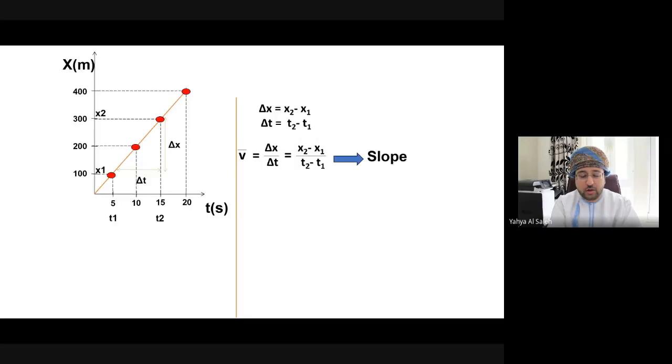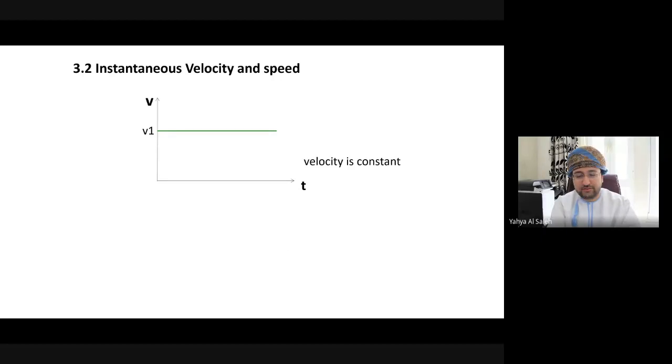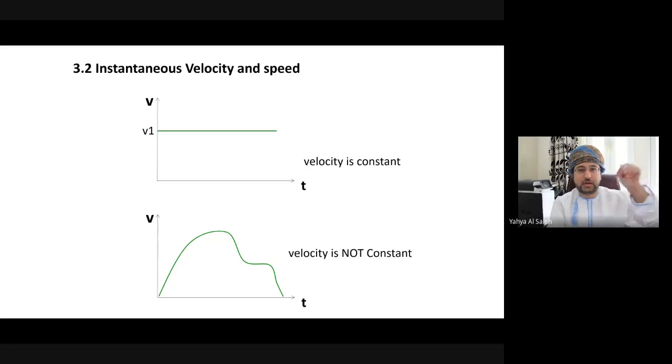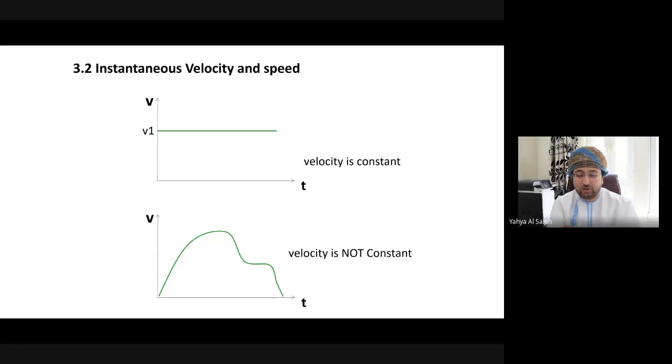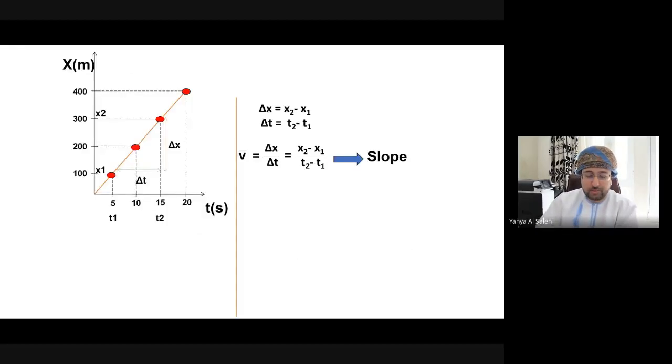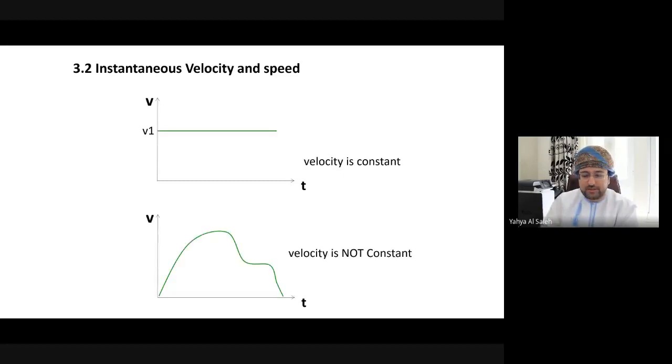Now the question is, what happens if I have something weird looking? So this is a very nice straight line without a problem. What happens when I have something like this? Okay, now this is not a straight line graph. Here my slope is constant, right? My slope is the same everywhere. So my velocity is constant. And if I draw it on a velocity time graph, I will just have a straight line. But sometimes I have a velocity time graph like this, where the velocity is not constant.